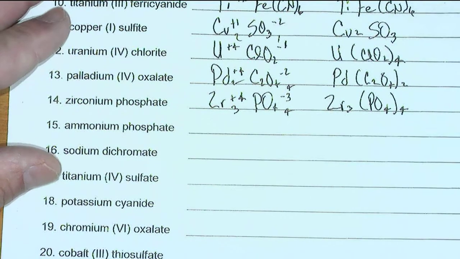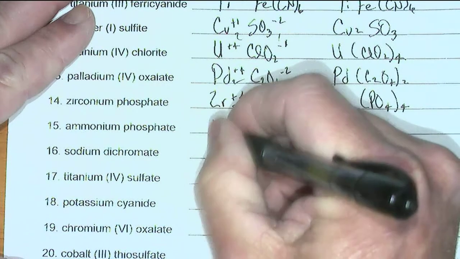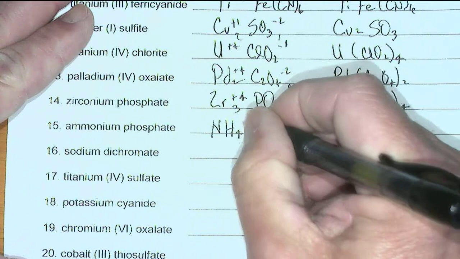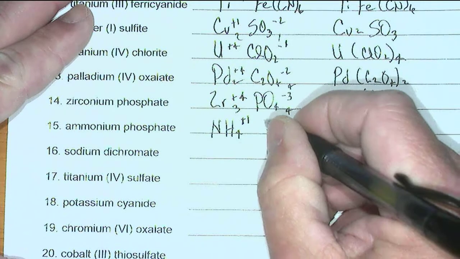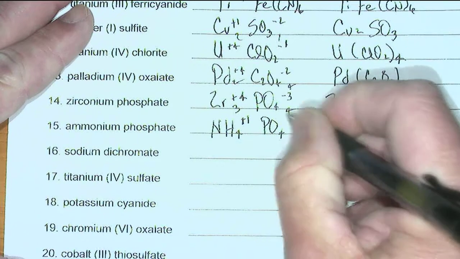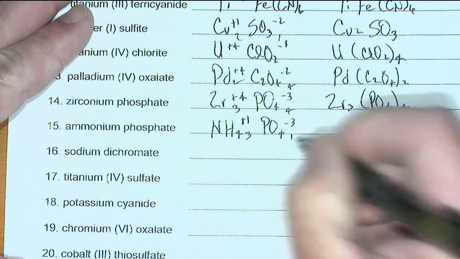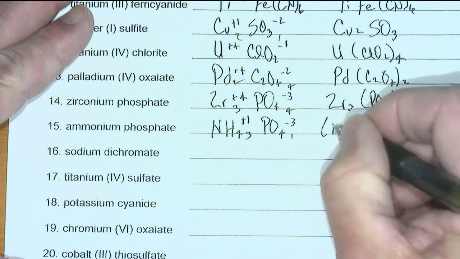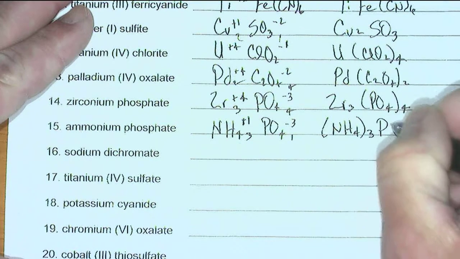Ammonium phosphate now. Okay, ammonium, that's our only positive polyatomic that we're using, +1. And then the phosphate is a PO4. Just use that right here. That's a -3. So we go 3 and 1. So we need 3 of these ammoniums. Put it in parentheses, NH4, 3 times, PO4.